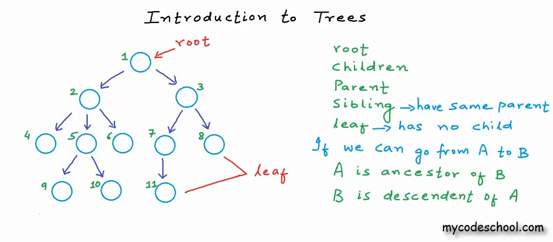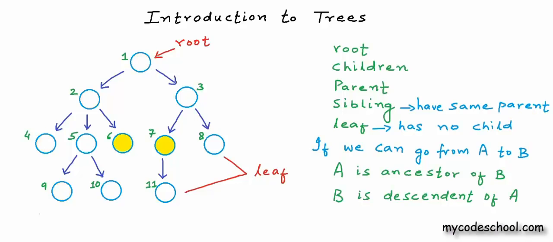Okay, let me now ask you some questions to make sure you understand things. What are the common ancestors of 4 and 9? Ancestors of 4 are 1 and 2, and ancestors of 9 are 1, 2, and 5. So common ancestors will be 1 and 2.